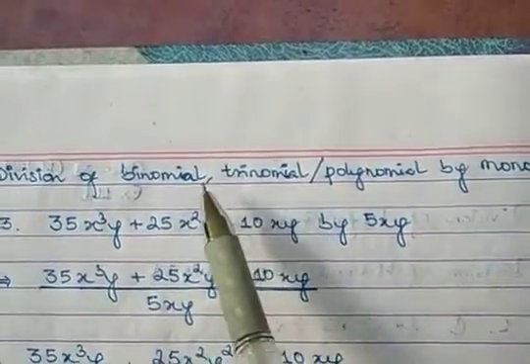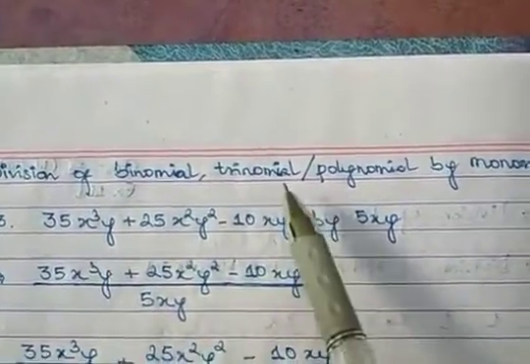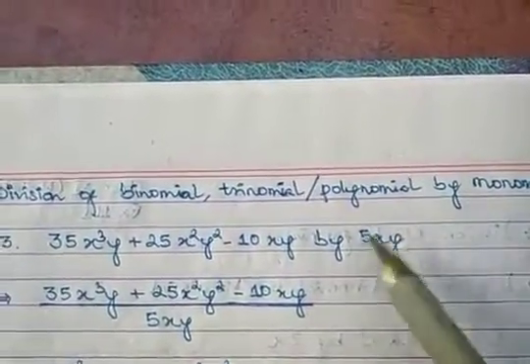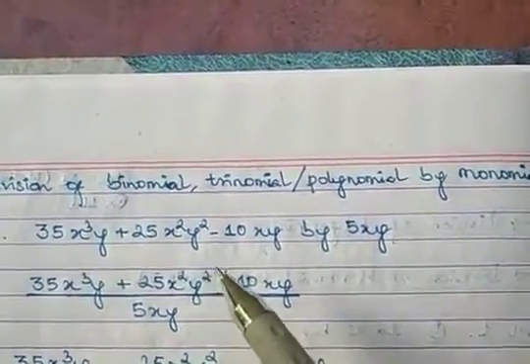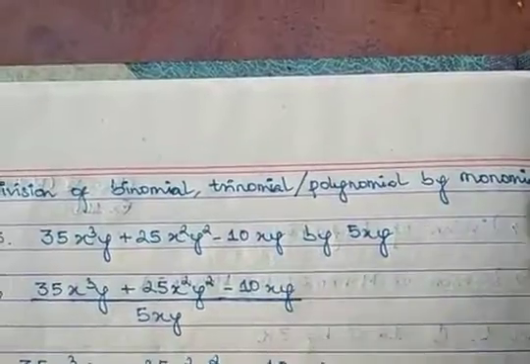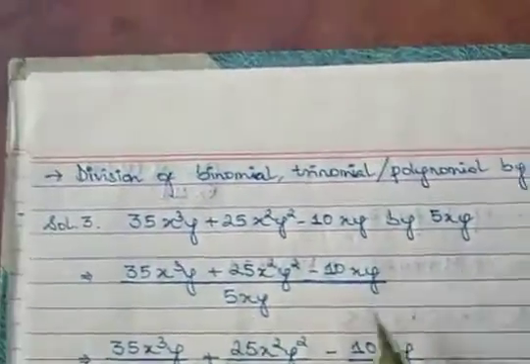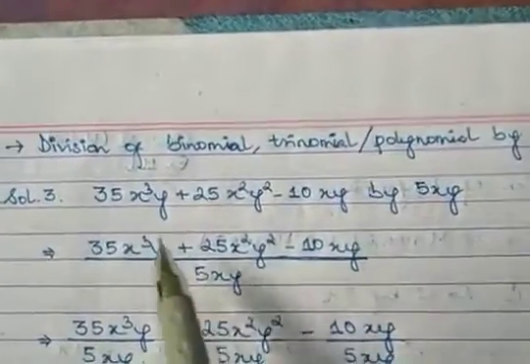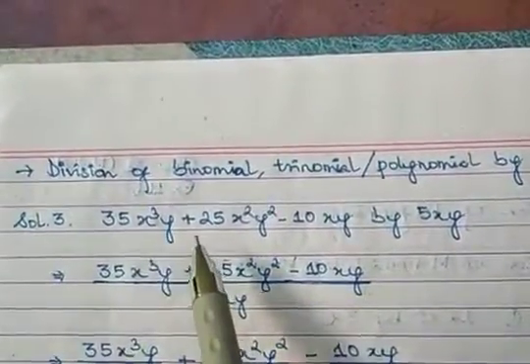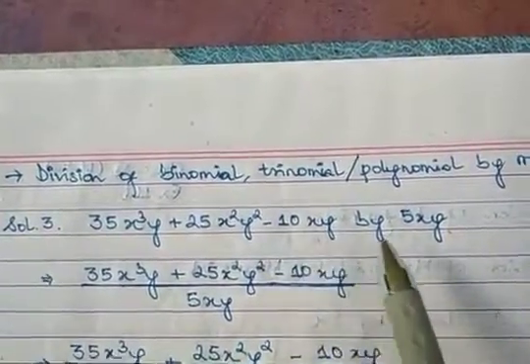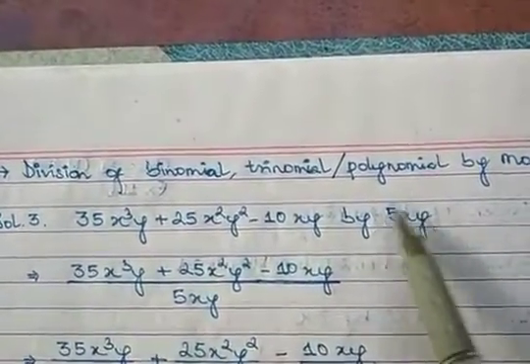Binomial, as you know, is 2 terms, trinomial 3 terms, isn't it? More than 3 terms can be called a polynomial. Even though they are all known as polynomials, we have done this in the basics, remember that. By monomial, that is a single term. In question number 3, what we have is 35x cubed y plus 25x squared y squared minus 10xy, by 5xy. That is, the divisor is a monomial.